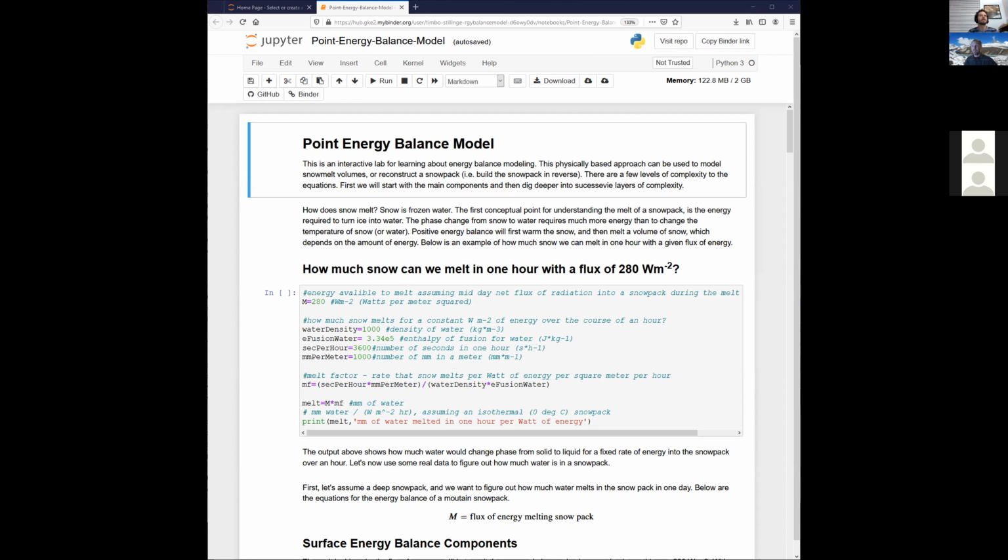Cool. Well, it looks like everyone else has been able to load it, so I will go ahead and get started here. Today's lab, as I said before, is a point energy balance model. What we're doing is solving for the energy balance at the surface of a snowpack for one point. And this is, as Carl said, our physically based approach that we like to use to model the volume of snowmelt each year. It's the equations behind how we reconstruct a snowpack.